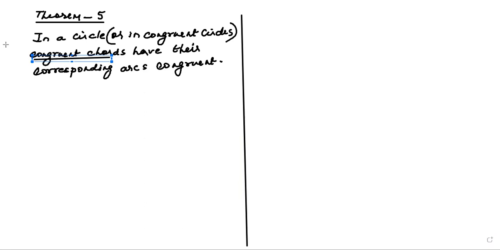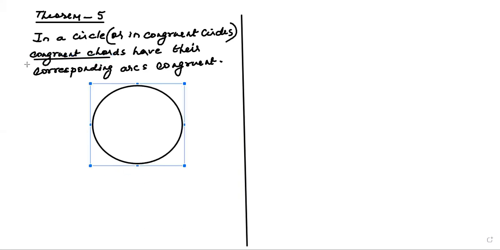Okay, so just like the previous one, what I am going to do is take the same circle, an example of the same circle, and I'm going to take congruent chords. Can you see this chord AB? And this is my chord CD. I take chord AB congruent chord CD. So what is given to me right now is chord AB congruent chord CD. Okay, the circle has center O.